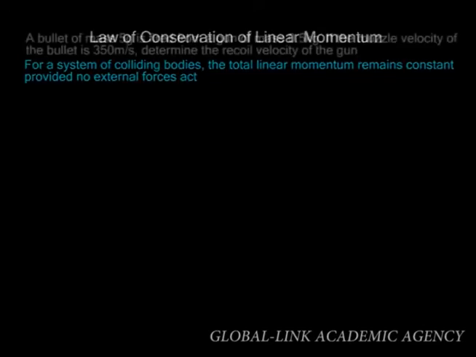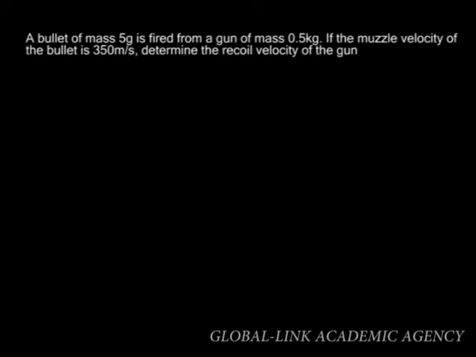Let's take an example. A bullet of mass 5 grams is fired from a gun of mass 0.5 kilograms. If the muzzle velocity of the bullet is 350 meters per second, determine the recoil velocity of the gun. Now in the solution, both the gun and the bullet are initially at rest, and therefore the initial momentum is 0. Momentum of the bullet after firing is given by mass times velocity: 0.005 kilograms times 350 meters per second gives us 1.75 kilogram meters per second.